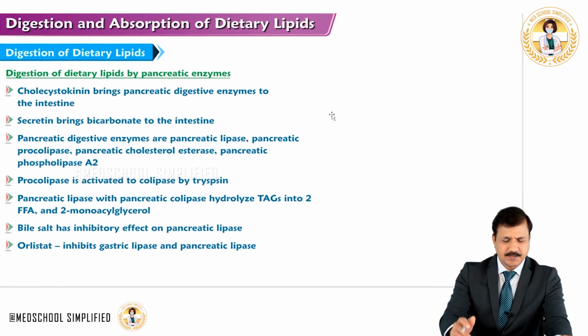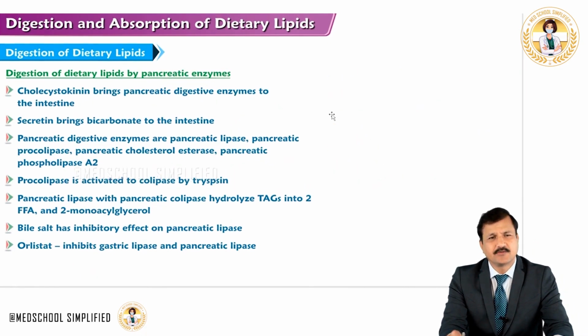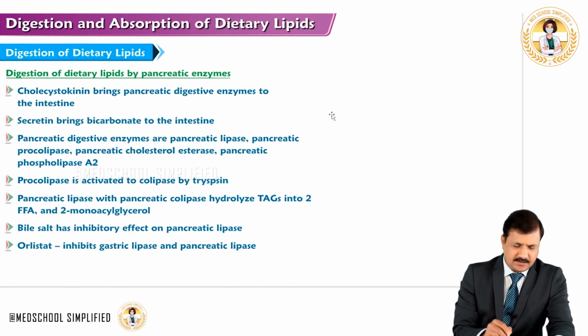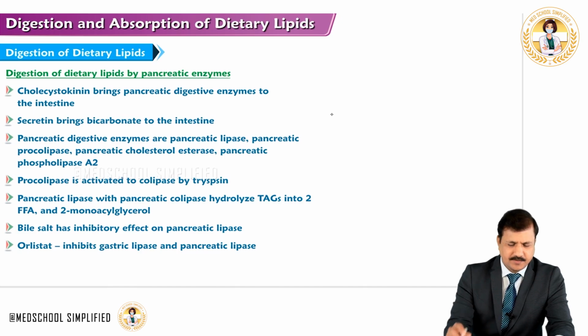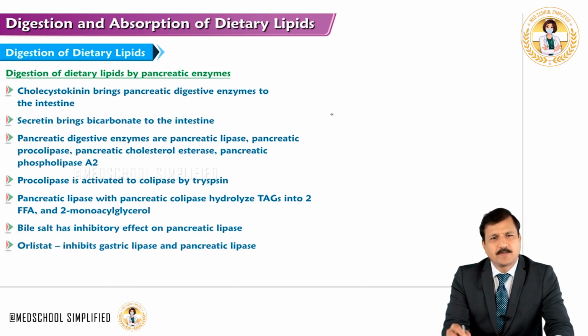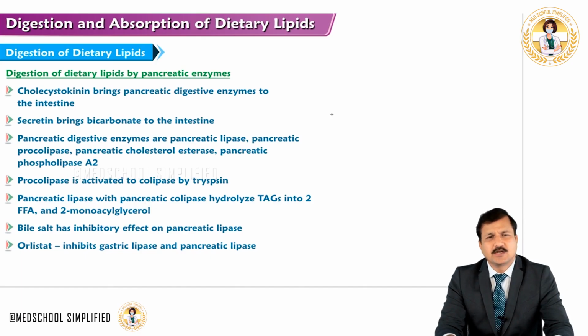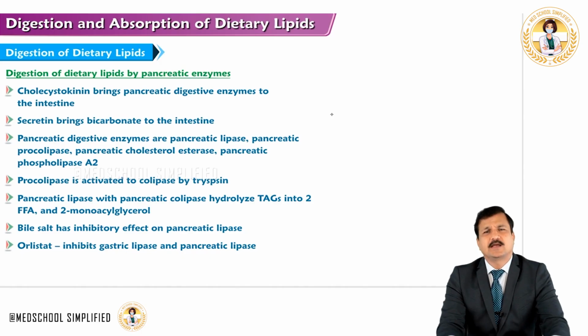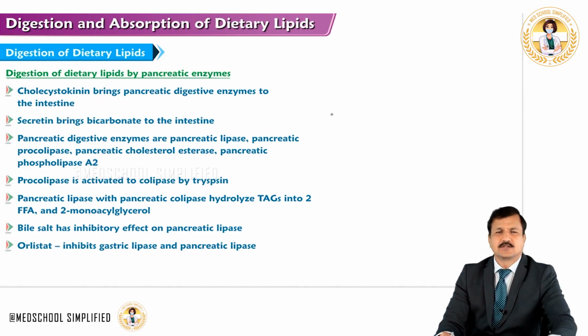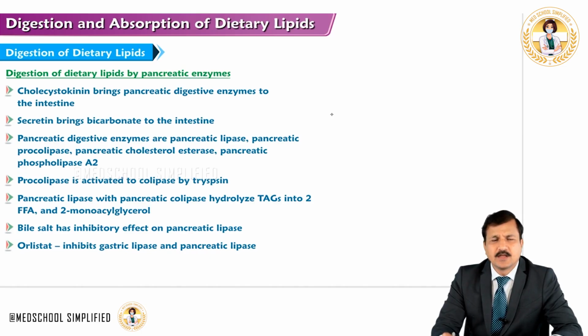Now, what are the types of pancreatic enzymes that we have? The pancreatic enzymes are released by the cholecystokinin hormone, and these pancreatic enzymes come from the pancreas and are transported all the way to the second part of the duodenum by the common pancreatic duct through the ampulla of Vater. Now the secretin brings bicarbonate to the intestine, neutralizing the pH there.